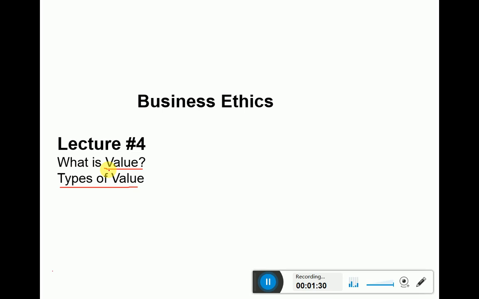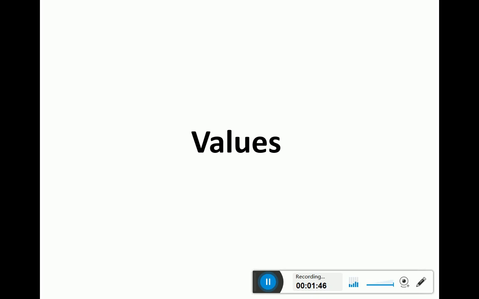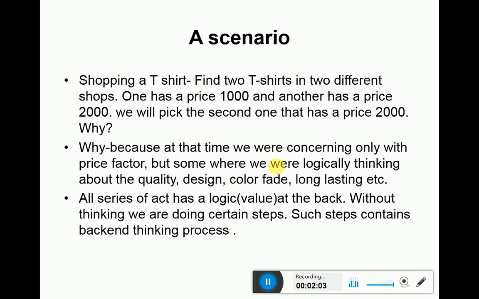So now let's start. This whole lecture is totally about the value, the concept of value, or simply stated, we can say the core of value. If it is one, it is called value, and when we have a club, it is called values. Now I would like to explain the concept of values, that what is value or values. Let me explain the concept of value or values from a scenario. Scenario means that it is an example, just to make your idea clear that what is basically the value is.